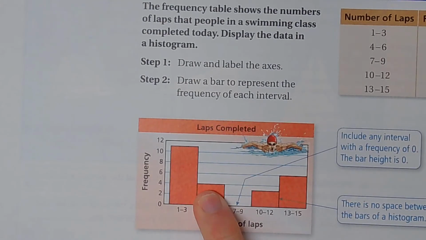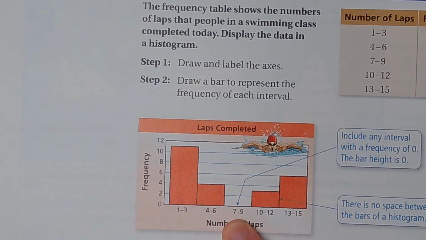4 people swam 4 to 6 laps. Okay, once again, they could all have swam 4, they could all have swam 6, or they could have all swam something different, but it was all between 4 and 6 laps, okay? Nobody swam 7 to 9 laps, okay? That's why this bar is empty. Otherwise, you don't have any spaces in a histogram. You'll notice that all the bars are side by side. There's no spaces like there is at a bar graph. But if you see a space like this, it means that there's nobody in that interval.